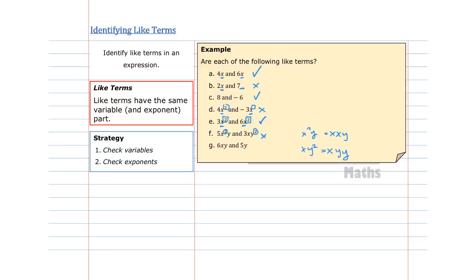And lastly, we have 6xy and 5y. They both have a y, but 6xy has an x, while 5y doesn't. So they don't have the same variable part. They are not like terms. And that is how we can identify like terms in an expression. Fantastic.